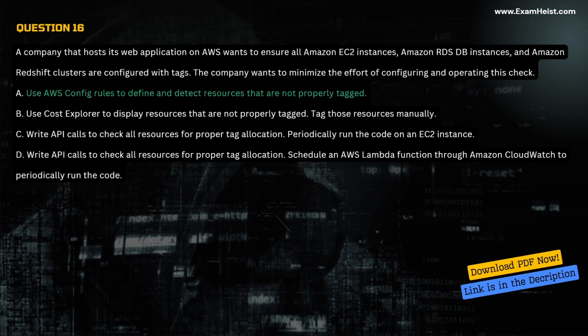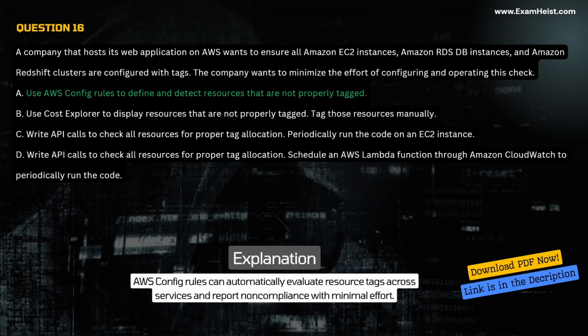Correct answer A. Use AWS Config rules to define and detect resources that are not properly tagged. Explanation: AWS Config rules can automatically evaluate resource tags across services and report non-compliance with minimal effort.